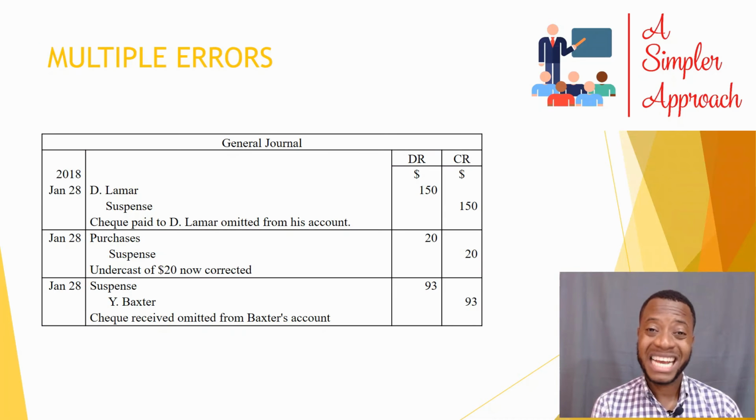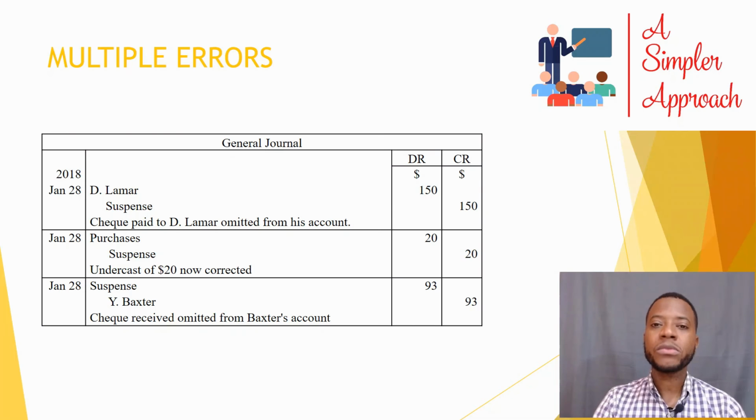What is the corresponding action? Credit the suspense account. Once again, why? Because at the end of the day, at the end of this situation, the suspense account must be closed out because all the errors would have been solved, fixed, corrected. Cool? That's error number 2.